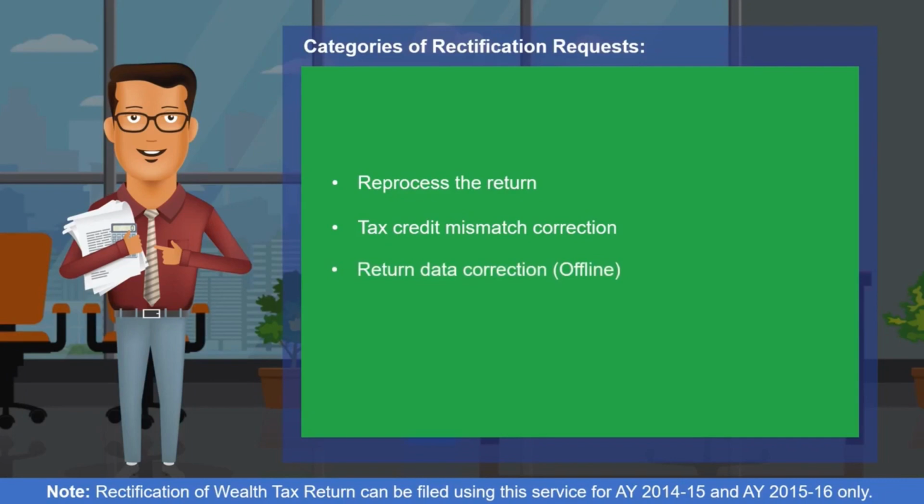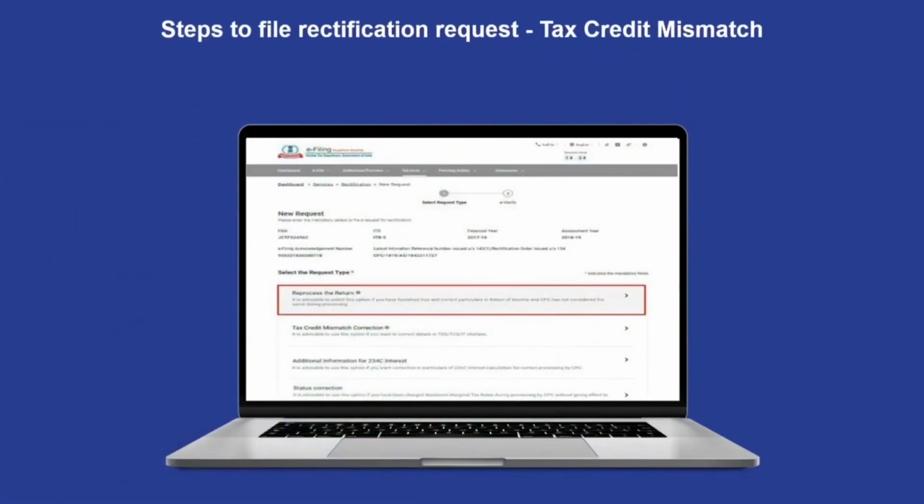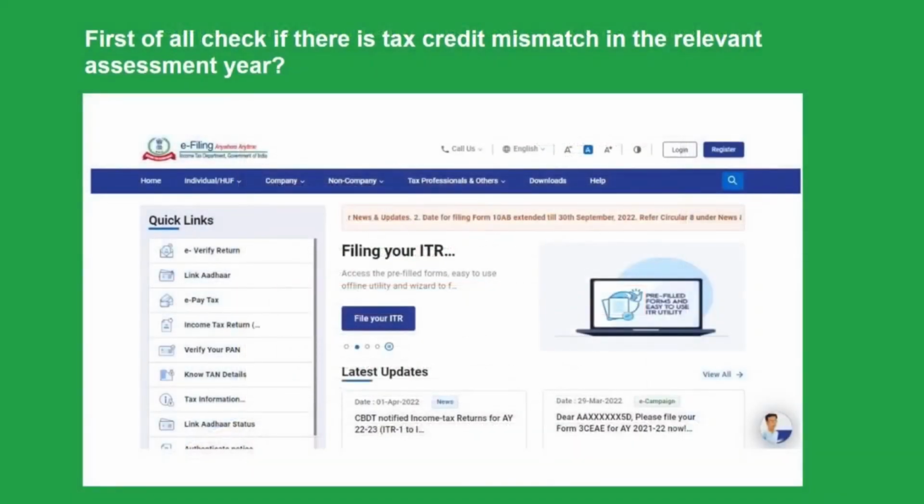There are categories of rectification requests. You can file a request for reprocess the return or for tax credit mismatch, return data correction offline. Let us now in this video look at filing a rectification request for tax credit mismatch correction. First of all, for filing a tax credit mismatch correction, we must identify if there is a tax credit mismatch in the relevant assessment year.